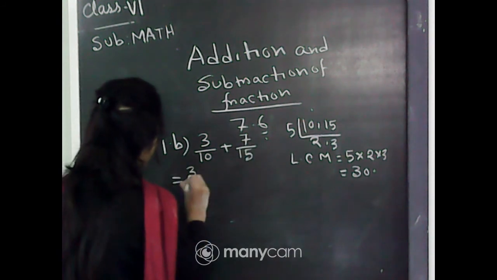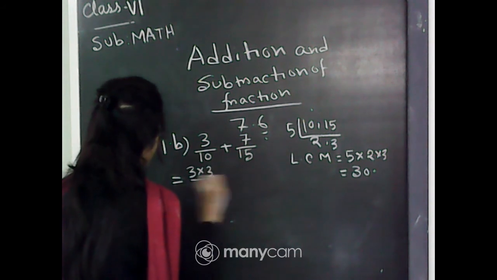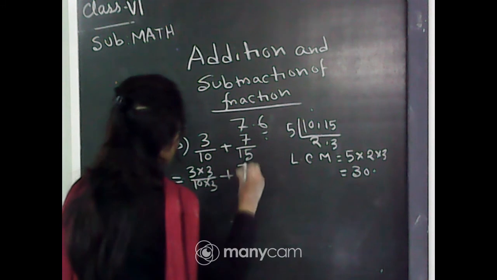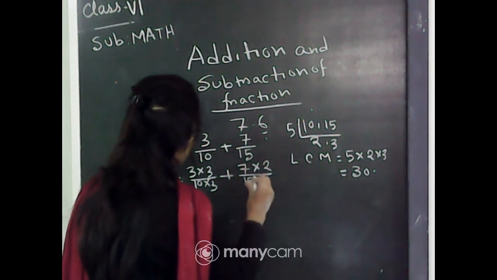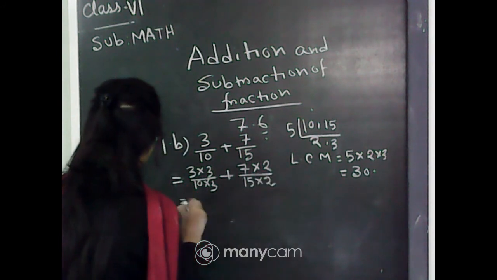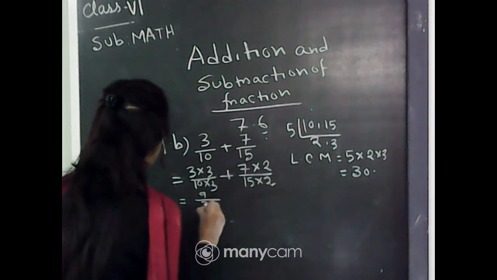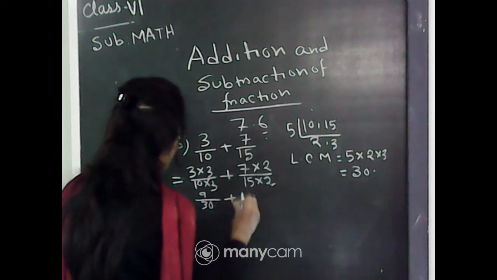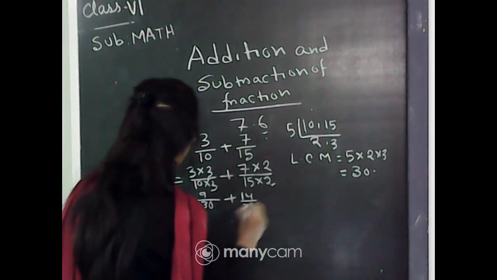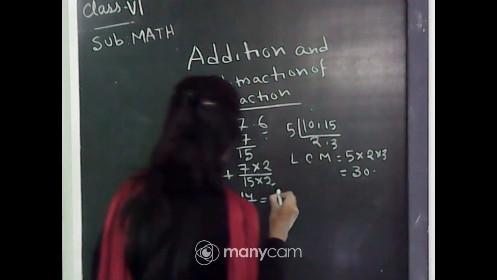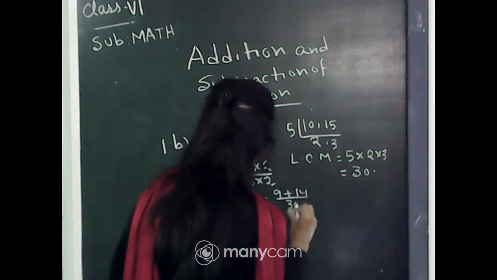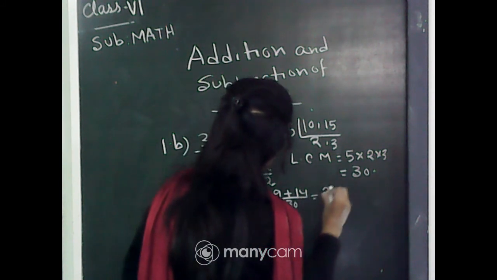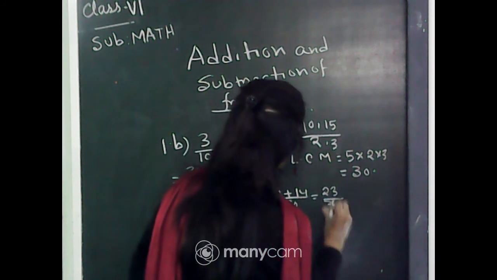Therefore, to make the denominator 30, we multiply this fraction by 3 and this fraction by 2, and therefore, we get 3 cross 3 divided by 10 cross 3 plus 7 cross 2 divided by 15 cross 2. Okay. This is equal to 9 divided by 30 plus 14 divided by 30. Therefore, this is equal to 9 plus 14 divided by 30. This is equal to 23 divided by 30.